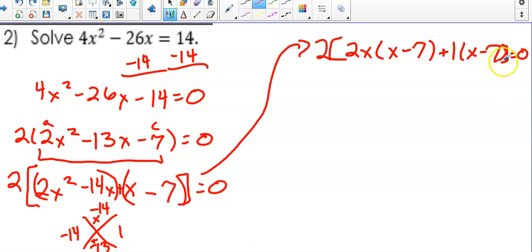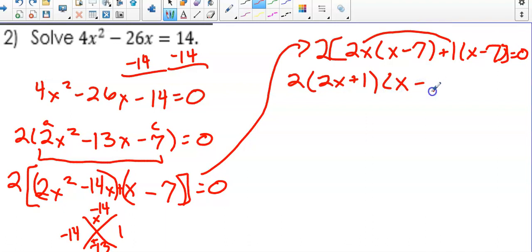This should be a parentheses right here. It's kind of messy. Okay, so I need to rewrite these. So I have 2x plus 1 in one set of parentheses, and x minus 7 in the other set of parentheses. Okay, so this is as factored as it's going to get.